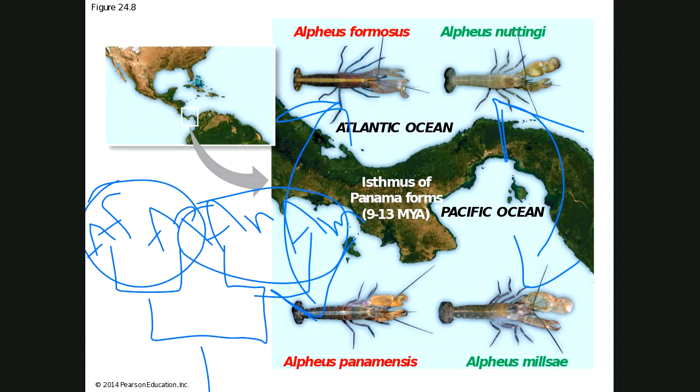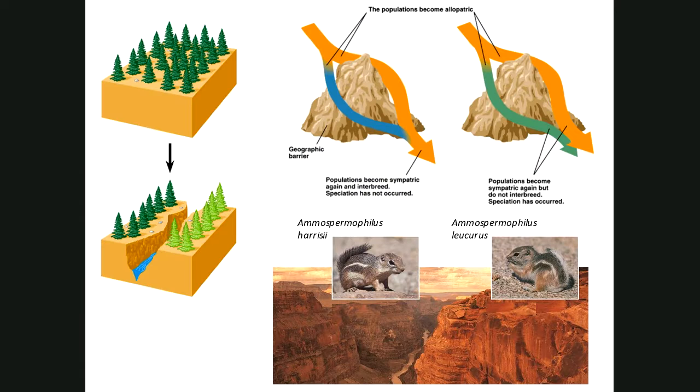The only way we could really explain that would be that something must have split this group of shrimp in half. Otherwise, how would formosus be more closely related to panamensis, which is on the other side of the Isthmus of Panama? Well, the Isthmus of Panama wasn't always there. So it's a geographic barrier. A geographic barrier can form, for example, in a river that cuts between two species, or between a group of pine trees.